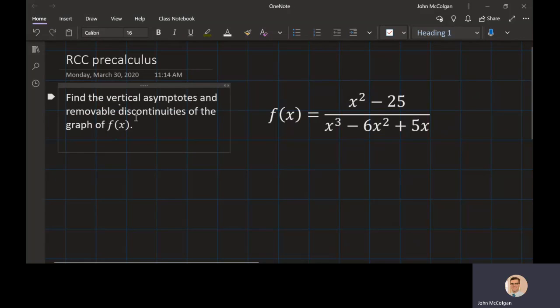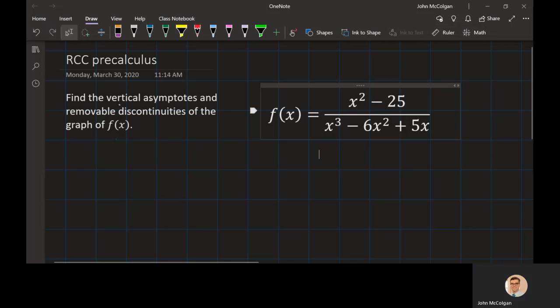Find the vertical asymptotes and the removable discontinuities of the graph of f of x, which is right over here. And remember, the vertical asymptotes and removable discontinuities happen in places that aren't in the domain. So in order to do this, we're going to have to figure out what the domain of this function is.